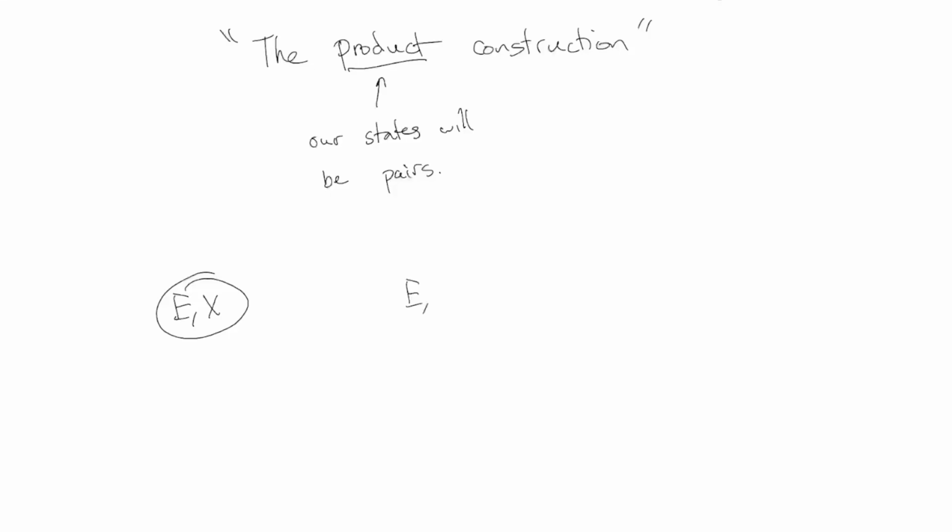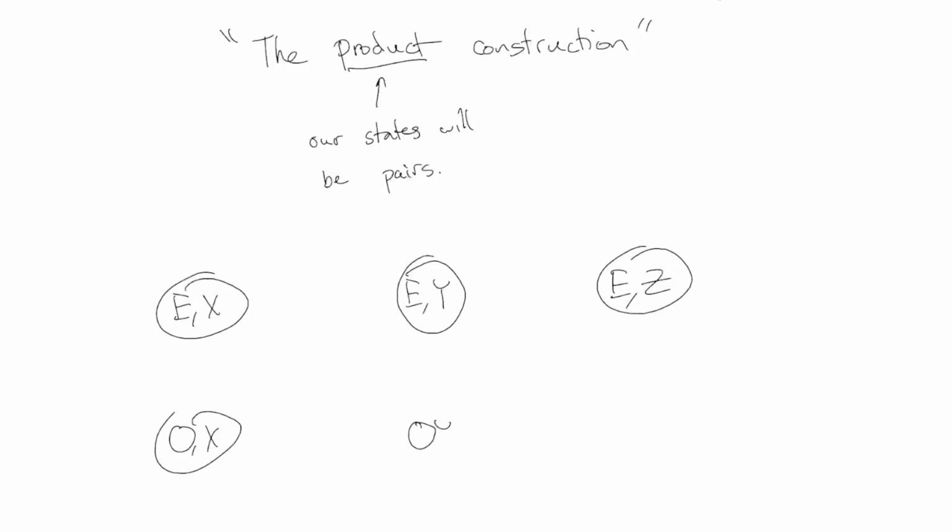There's EY. I'll put all the E's across the top: EZ. And then I have OX, OY, and OZ. All right? These are all possible pairs, one from the first machine, one from the second machine. If your DFAs are really big, then this will be really, really big. So we're not going to try to do really, really big ones. All right? These will be the states.